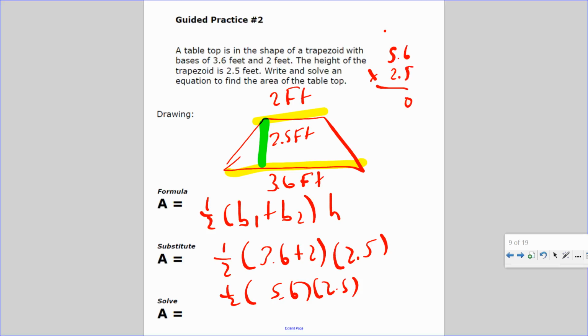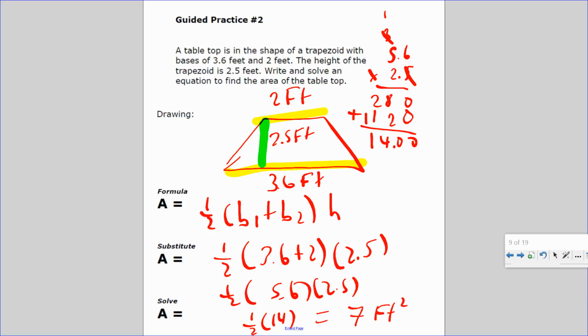That's 30, carry the 3. The 25 plus 3 is 28. Placeholder, scratch out the ones place. 2 times 6 is 12, carry the 1. 10 plus 1 is 11. This adds up to 1,400, but how many decimal places are here? 2 places. So it's half of 14. And what is half of 14? 7 square feet.